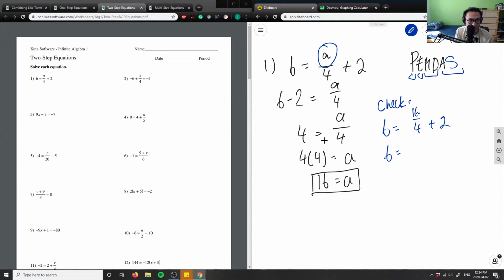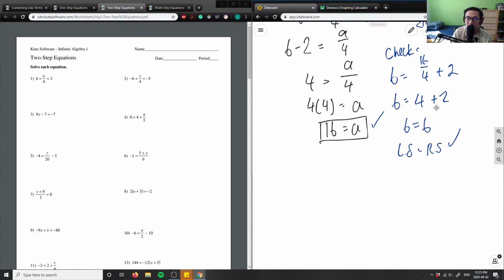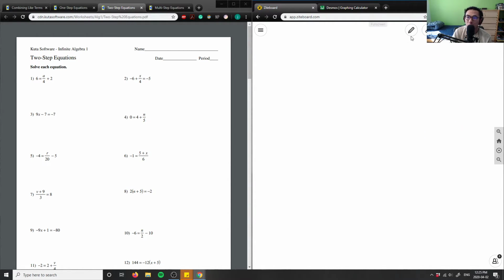6, and then when we check, we have to do the actual order of PEMDAS, right? So we're doing division first. So 16 divided by 4 is 4 plus 2. 4 plus 2 equals 6. So what it means, left side equals right side, which means my answer is indeed correct. So a equals 16. So again, these are two-step equations now. So we're doing the reverse operation probably twice before we get to the final answer.